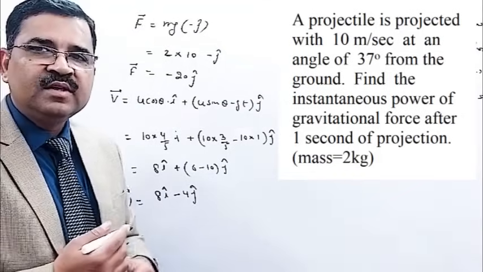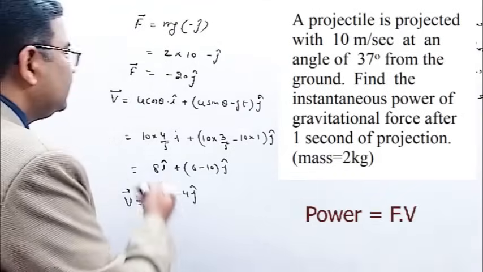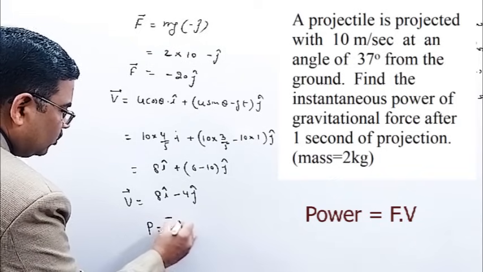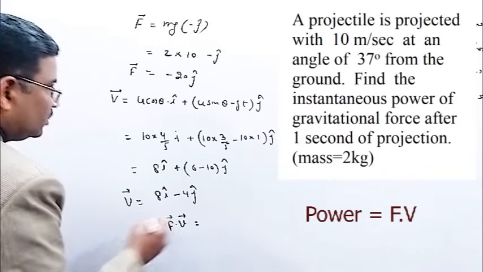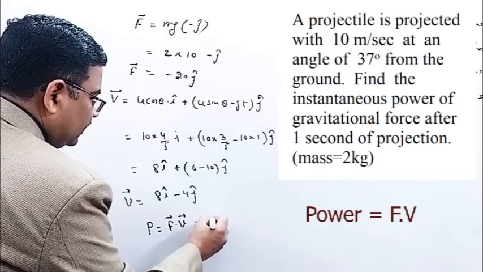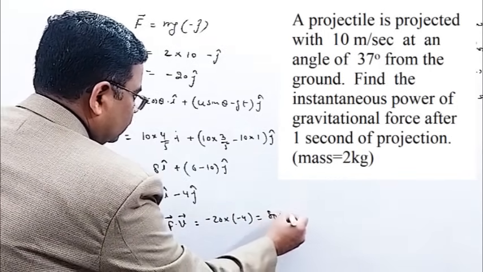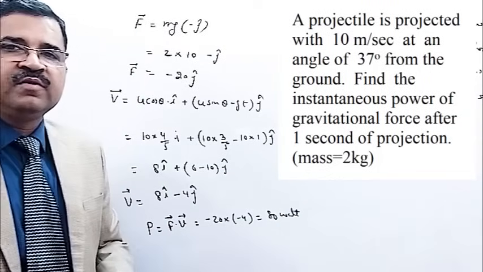Now to find the instantaneous power of the gravity, I will take the dot product of force and velocity. So power is F dot V. So this becomes basically minus 20 into minus 4, which is 80 watt. So this is our final answer.